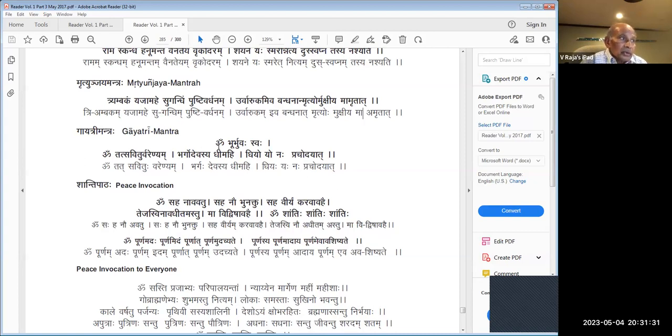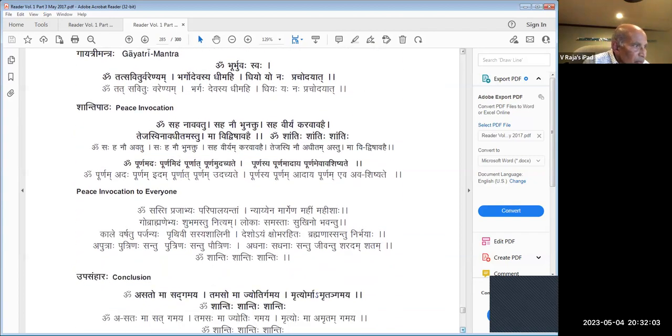You can make this. Om tat savitur varenyam bhargo devasya dhimahi, and you can say matru devaya vidmahi pitru devaya dhimahi, and then you can say dhiyo yo nah prachodayat. So you can make up your own slokas. We'll do that later on. And where is the Saraswati sloka?